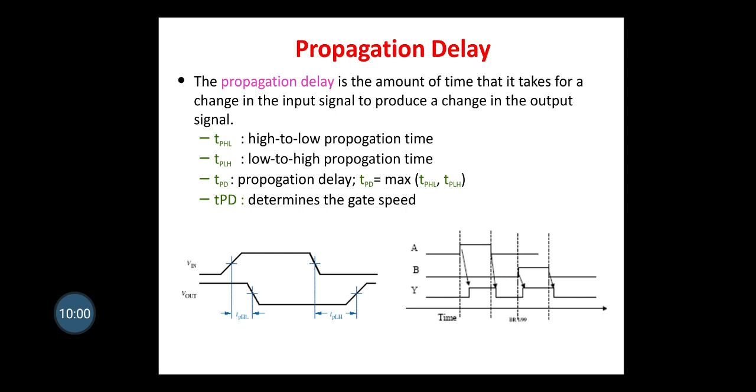Then is the propagation delay. The propagation delay is the amount of time that it takes for a change in the input signal to produce a change in the output signal. So tPHL is the high to low propagation time, tPLH is the low to high propagation time, and tPD is the propagation delay. tPD is equal to max of tPHL, tPLH. tPD determines the gate speed. So propagation delay, that timing, plays a very important role. It determines the speed of the IC as well.